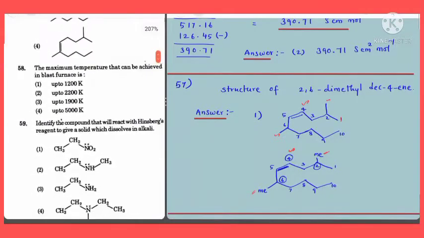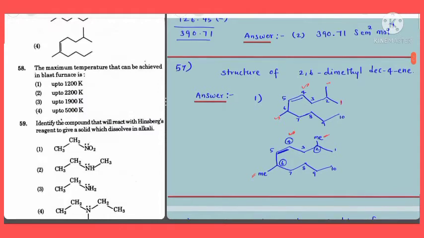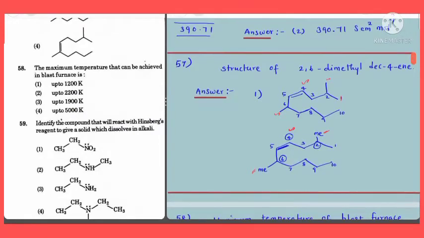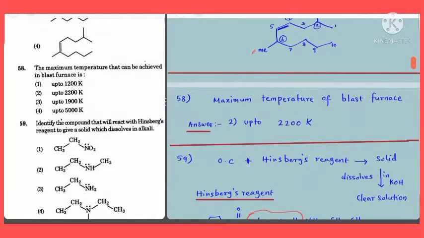What is the maximum temperature that can be achieved in a blast furnace? Okay, so this is a direct answer. Using a blast furnace we can reach a maximum temperature of about 2200 Kelvin.